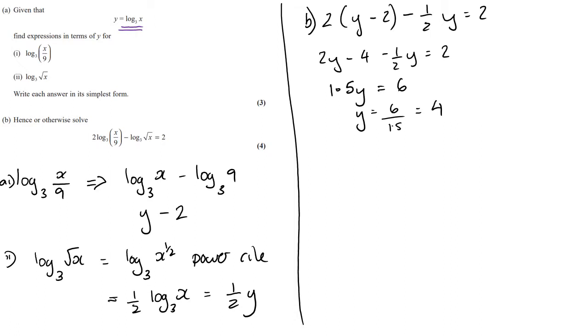And then write an answer in simplest form, hence or otherwise solve. So we've worked out what y is. Now we know that y equals log to the base 3 of x. So if we've worked out what y is, then we can work out what x is. Because we have log 3 of x equals 4, we're saying 3 to the power of 4 is equal to x. So x is equal to 3 to the power of 4, which is 81. And then we're done.